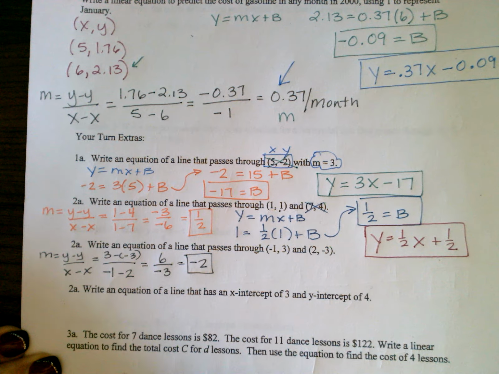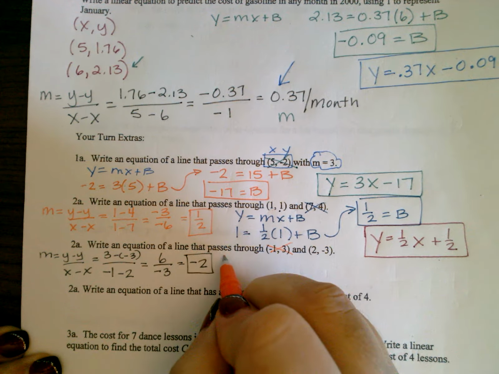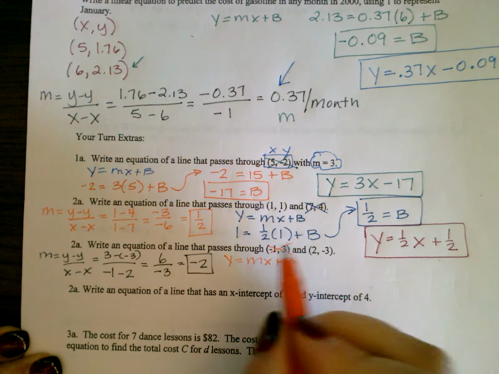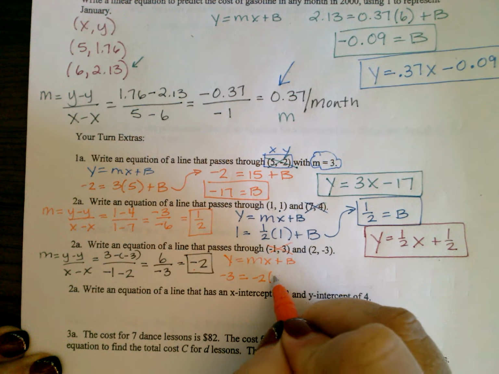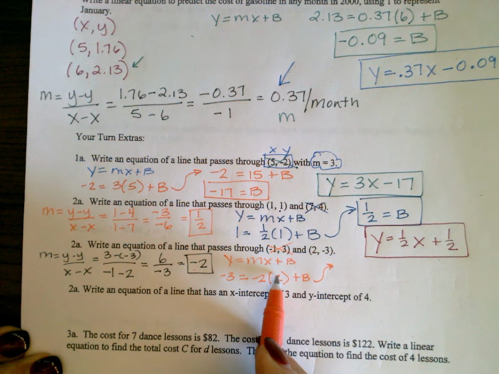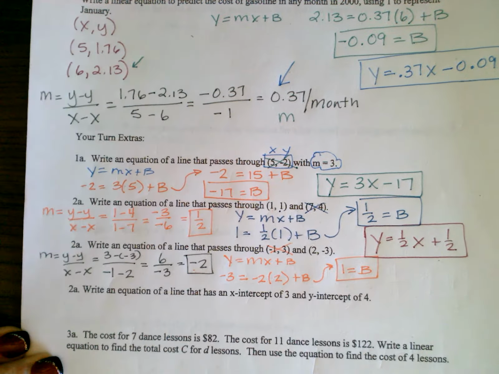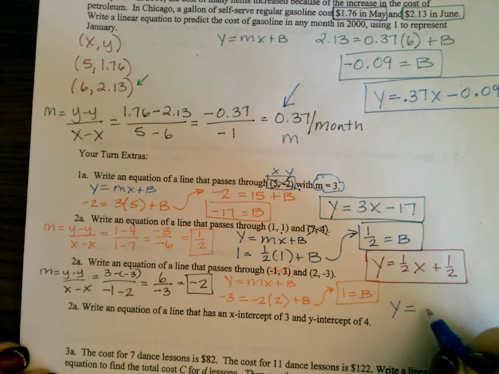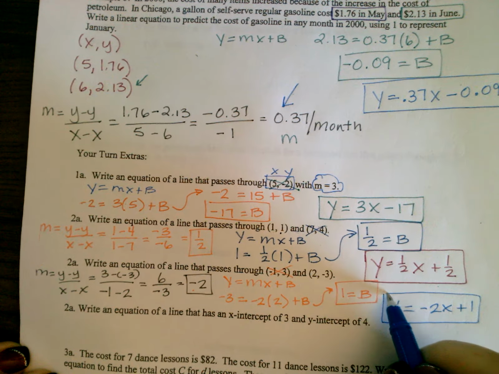Wonderful. Now I'll pick either ordered pair, doesn't matter which. Last time I picked the first one, so this time I'll pick the second one. I will substitute what I know. Y is -3, m was -2, x is 2. Now I need to solve. That's -4, add 4 to both sides, b equals 1. Therefore, my equation is y equals -2x plus 1.